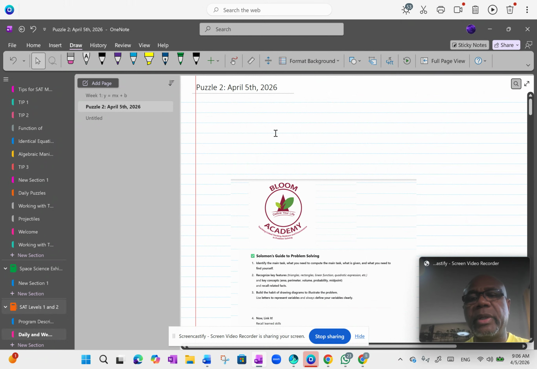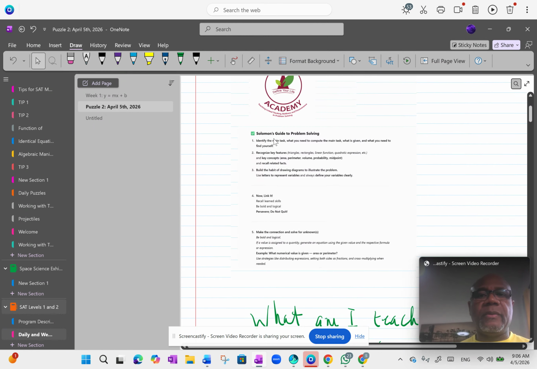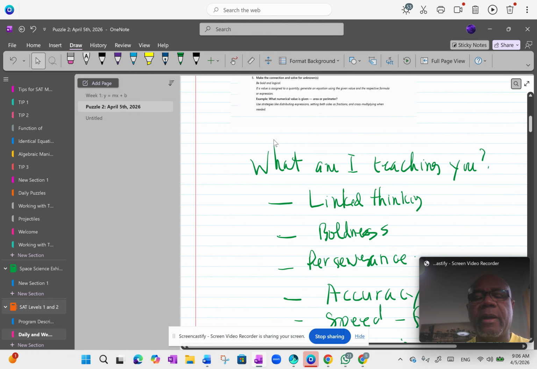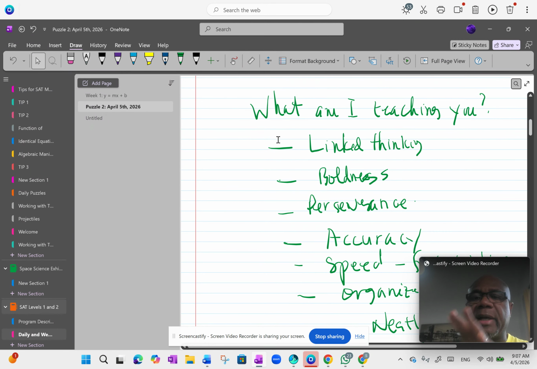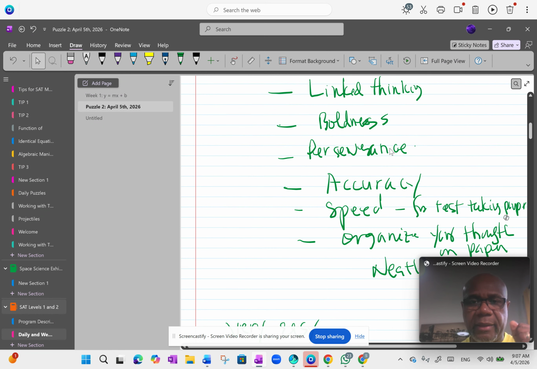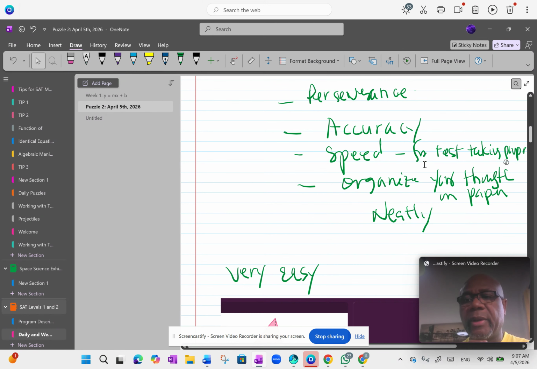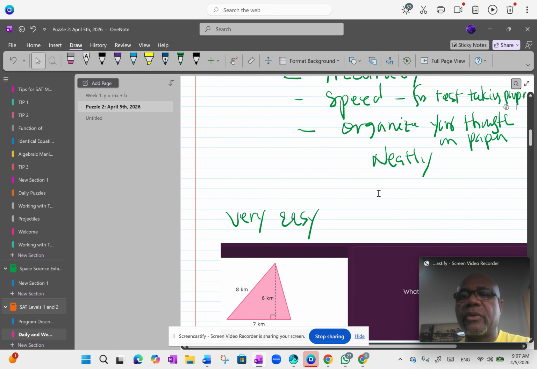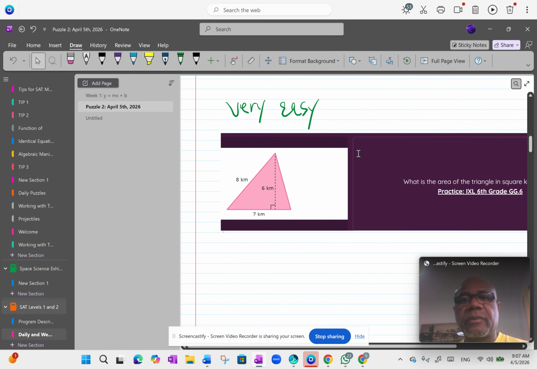Let's press on with puzzle number 2. Let me remind you again, what am I teaching you? Link thinking or analytical thinking, boldness. You've got to be bold and keep pushing on, perseverance, do not quit. What else? I keep telling you about accuracy, and for test taking purposes, speed, and also how to organize your thoughts on paper neatly.